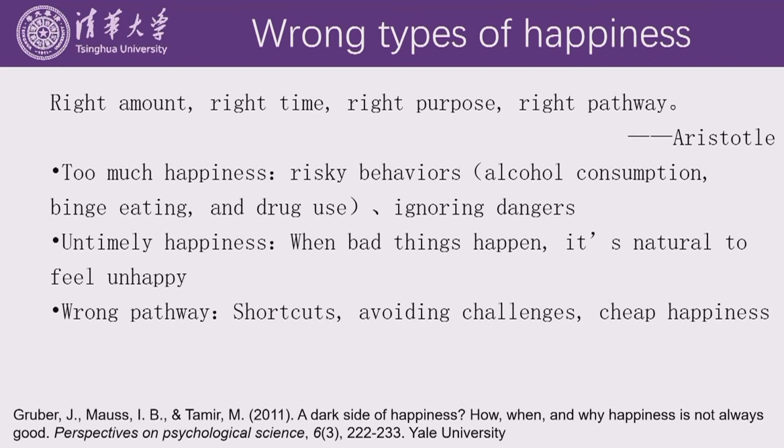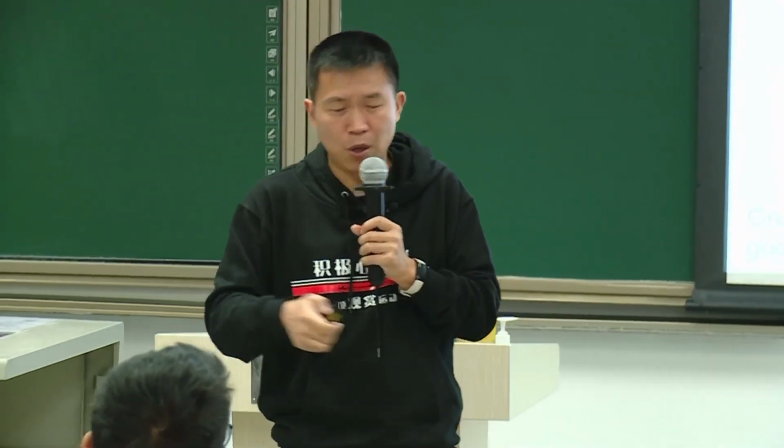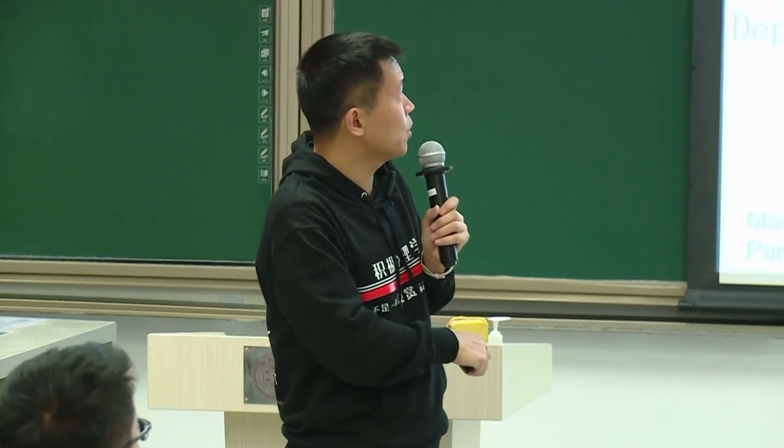And also, there is some other cheap happiness, like playing video games where you always win, right? You avoid the real challenge in your life to really do something in the real world. And that's not the happiness we want to get. And finally, there's something called extrinsic happiness. That's what we mentioned. When you pursue extrinsic goals, like social comparison, materialism, money, stuff, status, face, then you can get happiness when you feel, okay, I'm superior to others, but these are not real happiness. These are some wrong happiness.